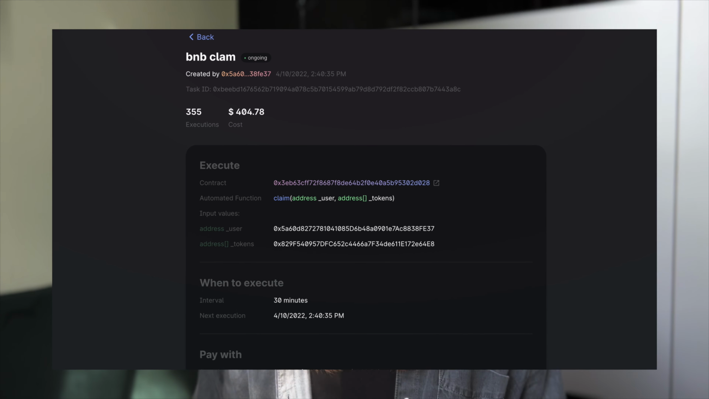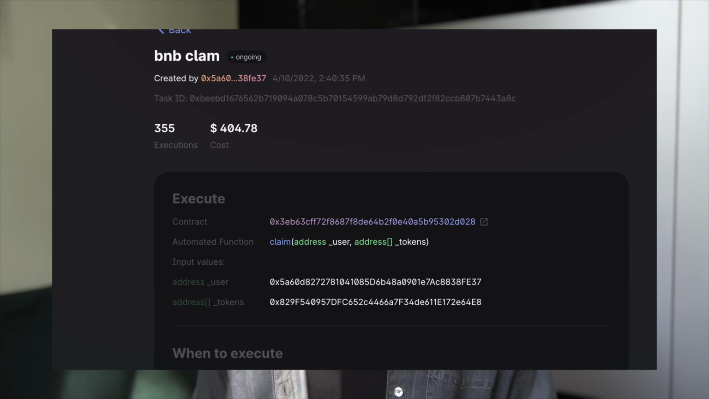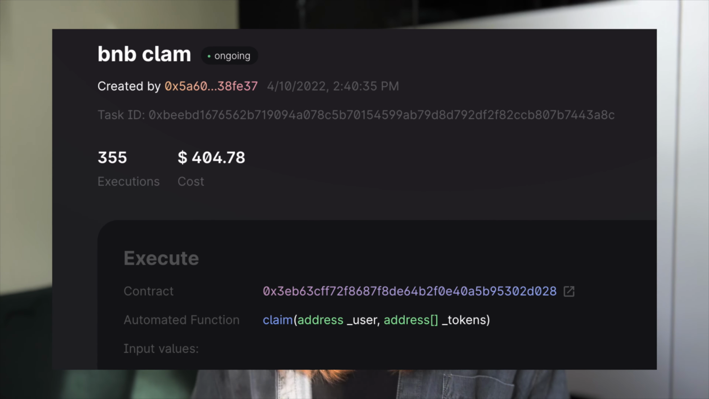money. Claiming rewards is another one of those things that you're probably going to want to do fairly often. And right here we can see with this task 355 executions, okay, and about 400 bucks. This one is on Binance Smart Chain. It's going every 30 minutes.